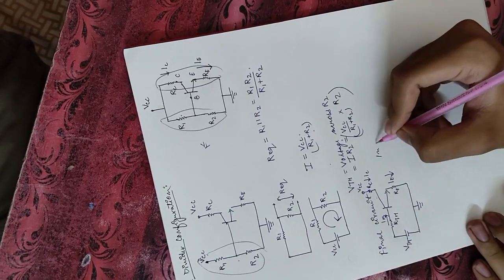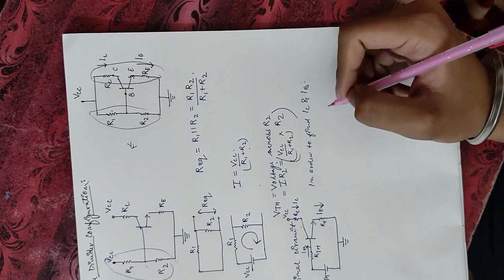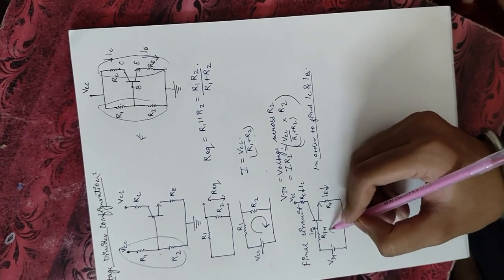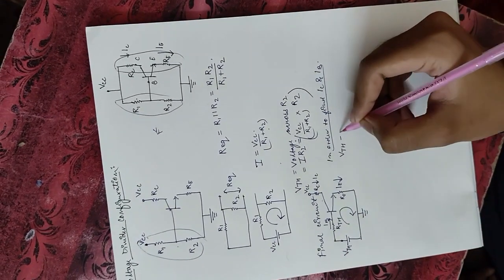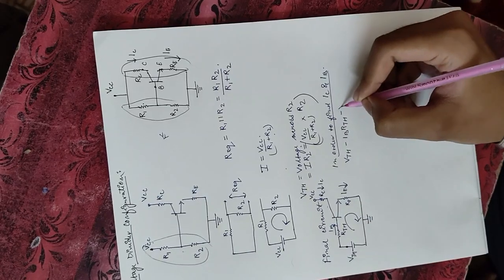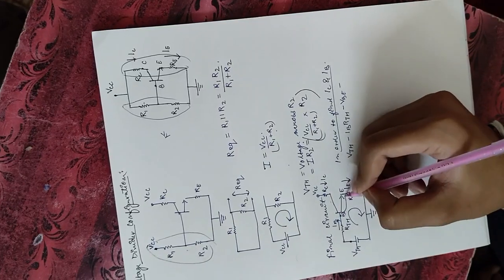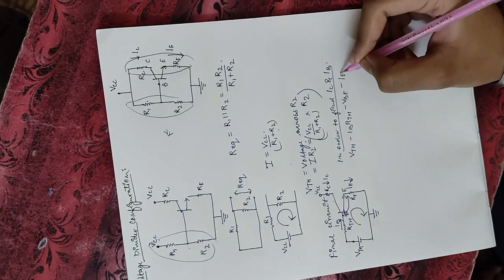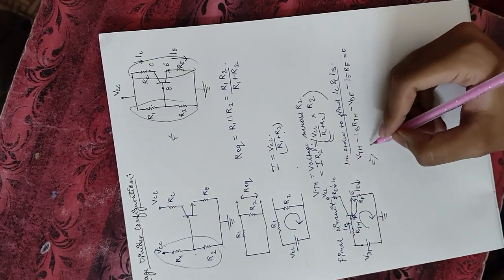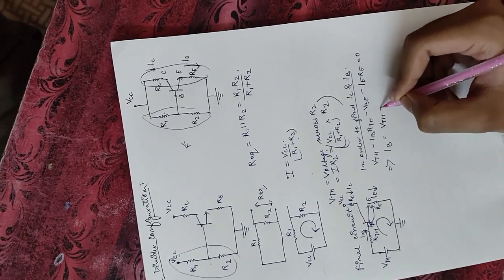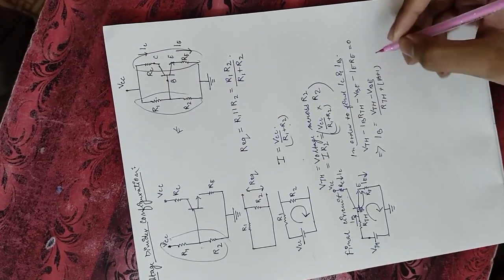So in order to find IC and IB, we are going to apply KVL in this circuit. So we'll start from this point: VTH minus IB into RTH minus VBE minus IE RE, and we are here again, which is equal to 0. So by simplifying, we will get IB is equal to VTH minus VBE by RTH plus beta plus 1 RE.